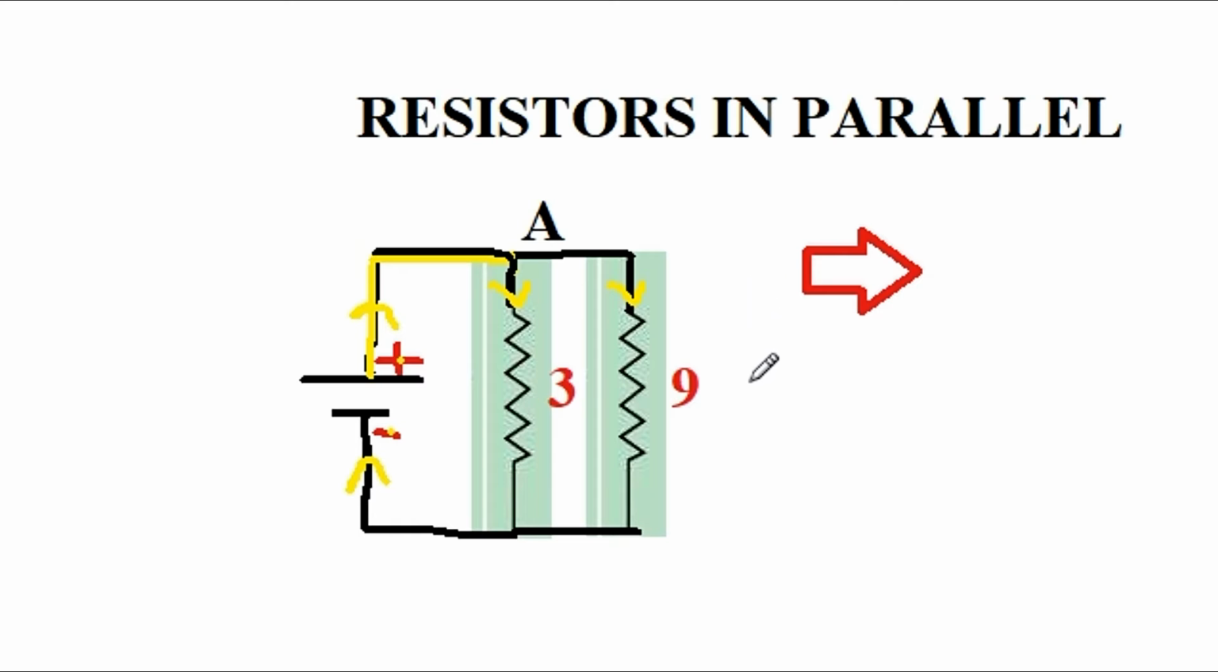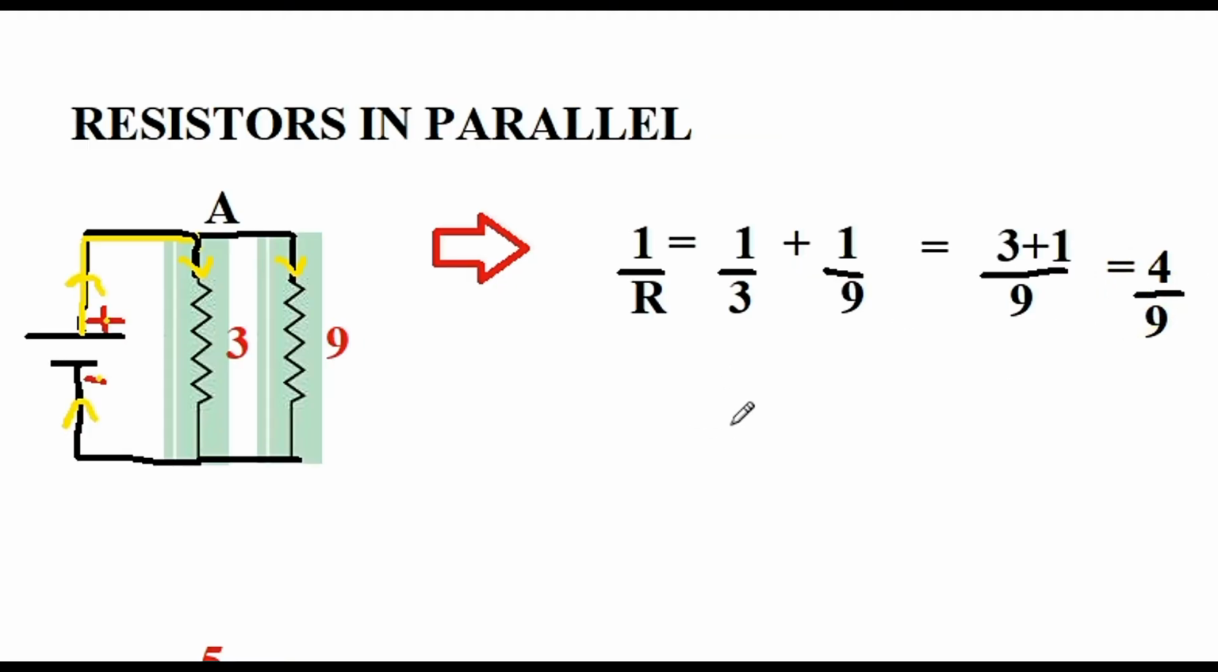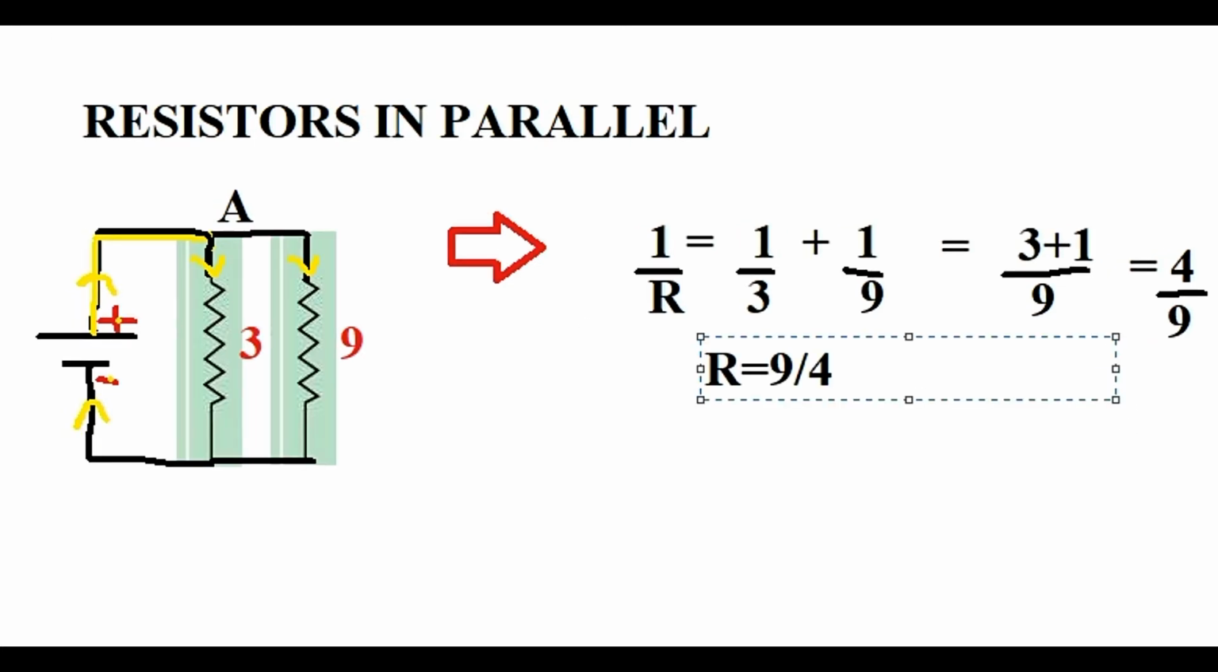Now how to solve it? We can solve the equation 1 by r is equal to 1 by 3 plus 1 by 9, is equal to, taking the LCM as 9, 3 plus 1 by 9, that is equal to 4 by 9. So 1 by r is equal to 4 by 9 and hence r is equal to 9 by 4 ohms. So this is your very first answer.